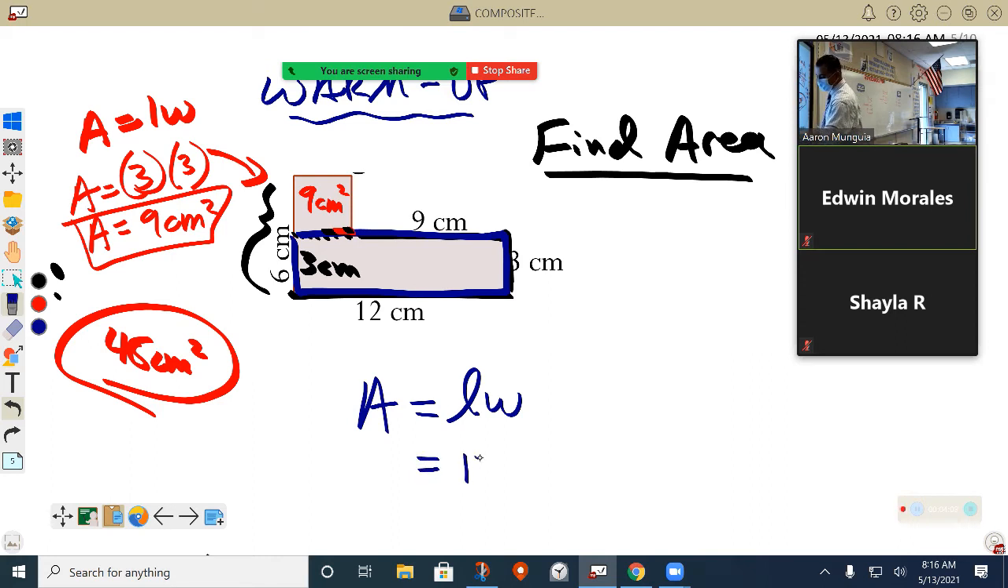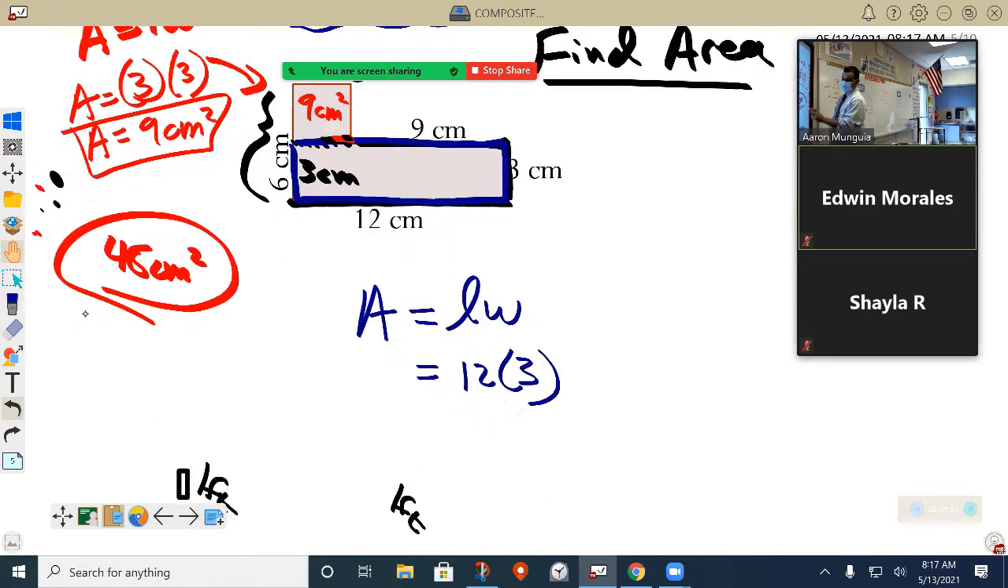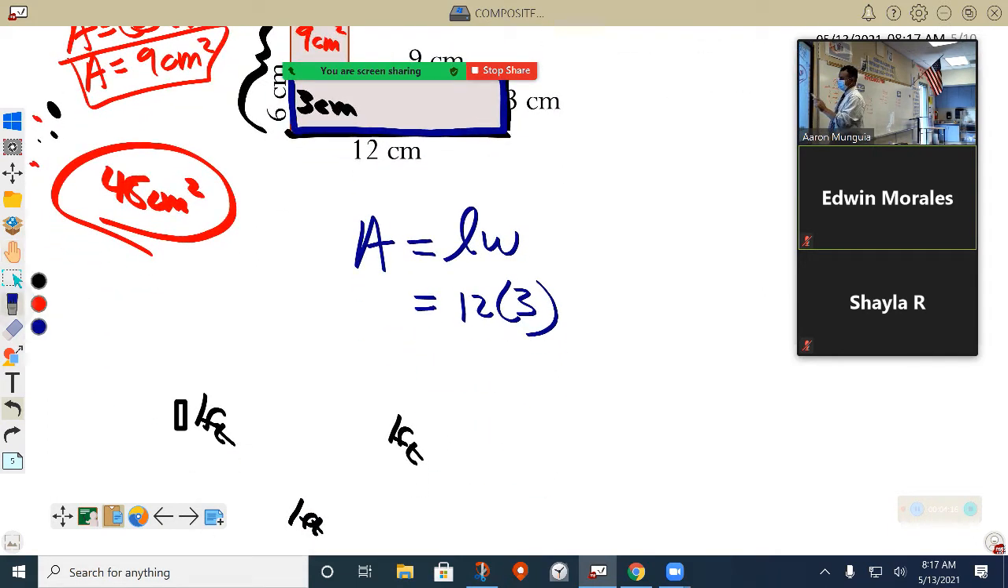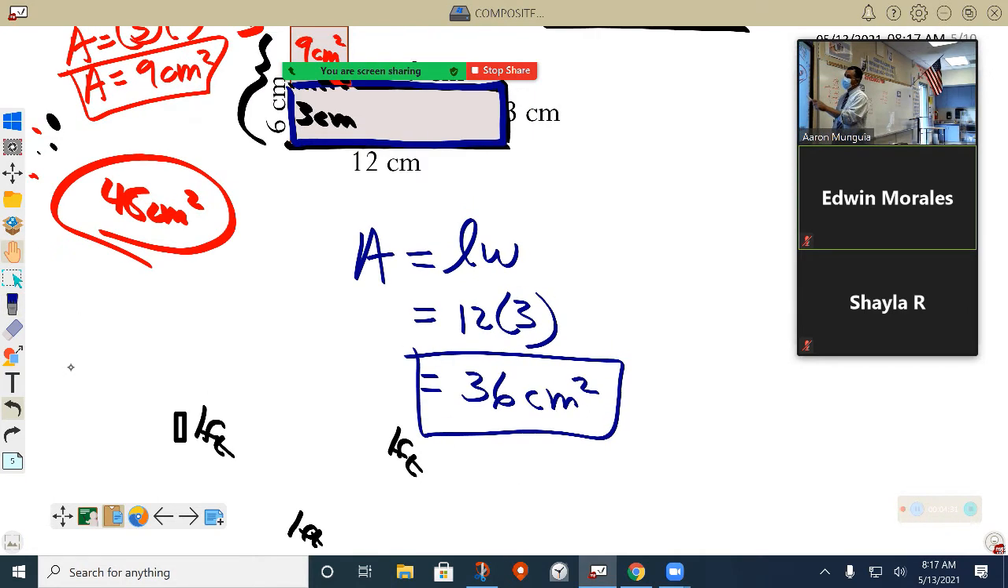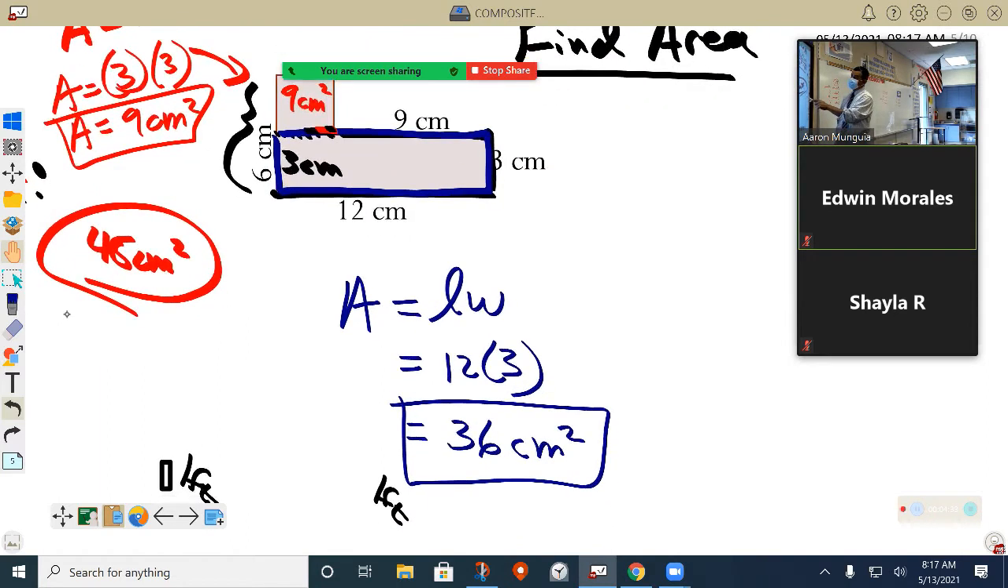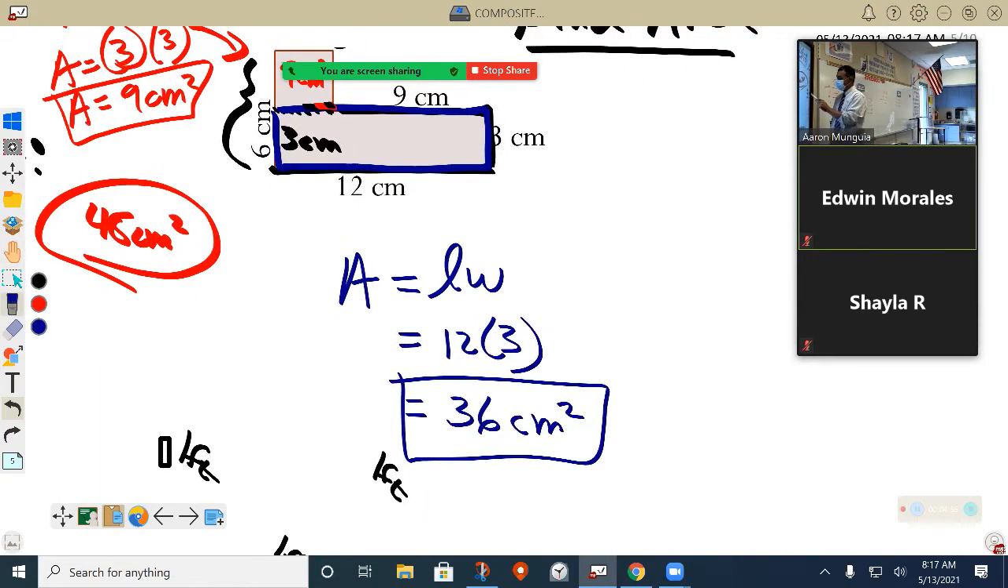The length then is 12. The width is 3. Right? So 12 by 3, I want to say is 36 square centimeters. There's the blue rectangle. So we found the area of the blue rectangle. We have the area of the red square, which is 9 square centimeters, so I'm going to add up both. Right? So 9 square centimeters plus 36 square centimeters is going to be 45 square centimeters.